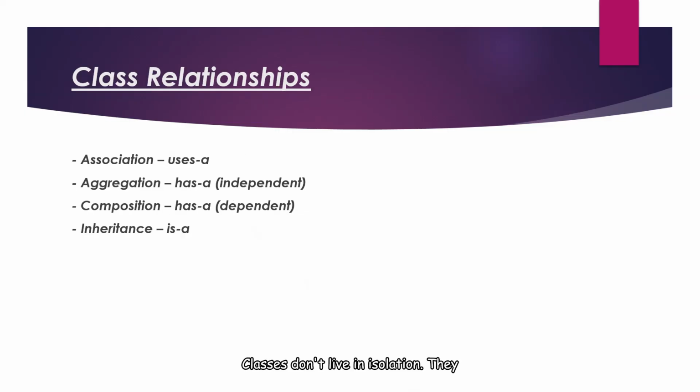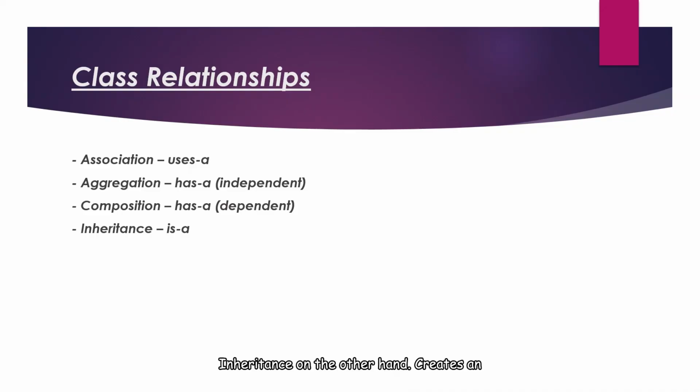Classes don't live in isolation, they interact, and understanding how they relate to one another is key. Association is a general connection: one class uses another. Aggregation is a has-a relationship, but both objects can exist independently. For example, a university has students, but students can exist without the university. Composition is stronger. If one object is destroyed, the composed objects are too. Think of a house composed of rooms. Remove the house, and the rooms no longer make sense.